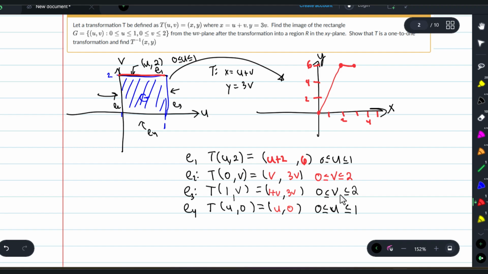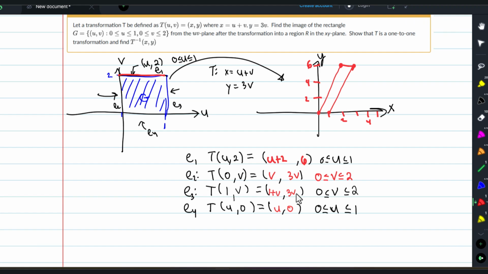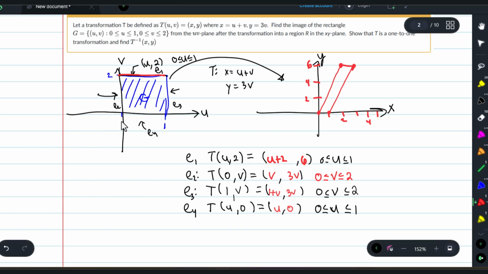If I plug in v equal to 0, I have a 1, 0, which is this point over here. And then if I plug in a 2, I have a 3, 6, which is this point over here. And it must connect these two dots, so I get a parallel line to the one on the left. Finally, I work on the final edge, this edge on the bottom where v is always equal to 0.